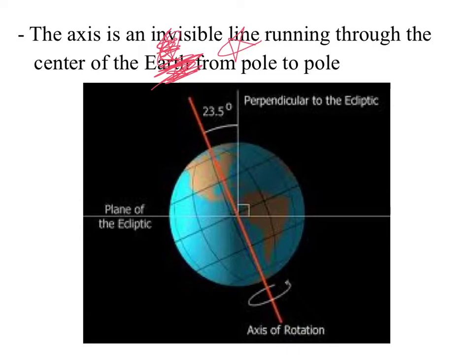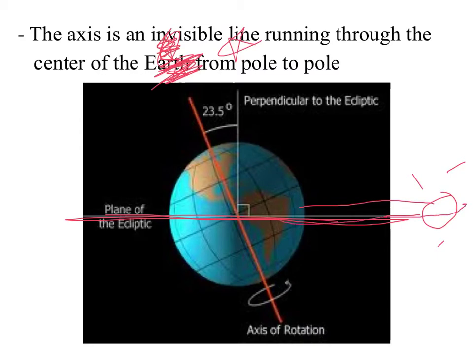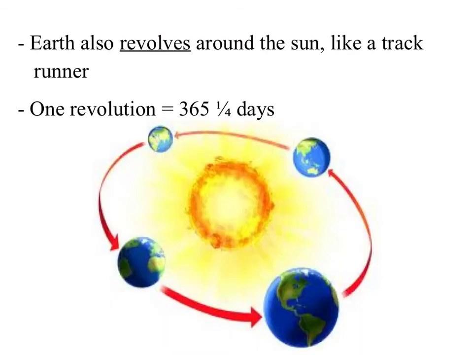So the plane of the ecliptic here refers to the solar system. Here's the sun again, and the Earth goes all the way around it. So the Earth also revolves. In addition to rotation, it revolves around the sun like a track runner. So that's moving through space as opposed to twirling in place. One revolution takes about 365 days, about 365 and a quarter rotations of the Earth equals one revolution.